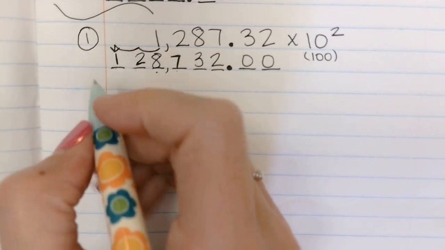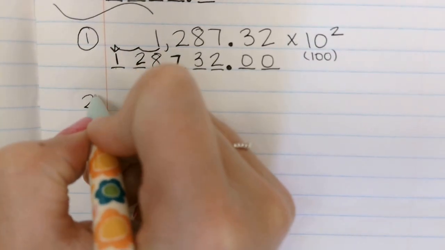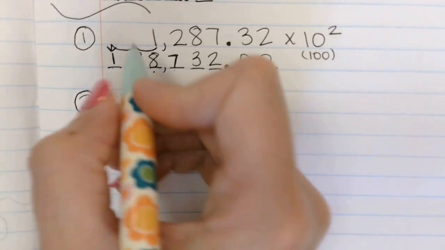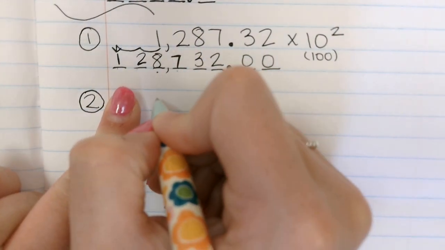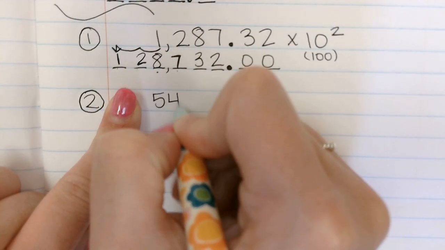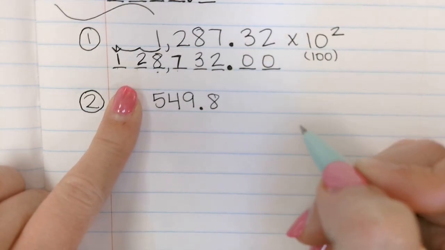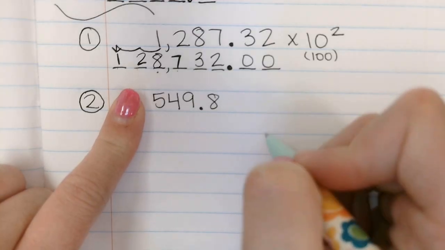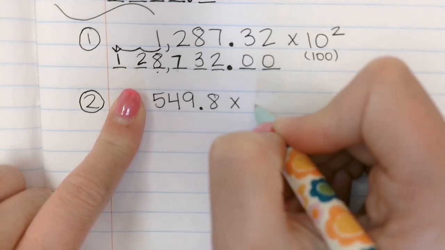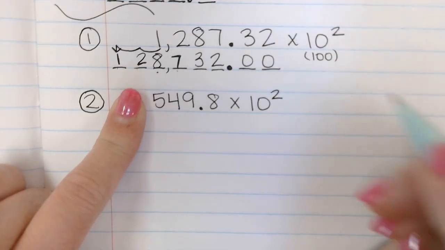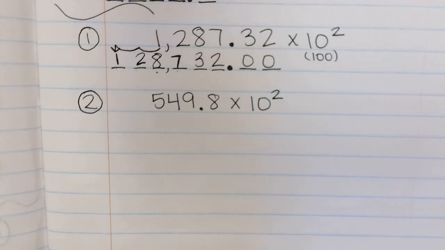I want you guys to try this one on your own, okay? Number 2. One finger space. 549 and 8/10 times 10 to the second power. I'm going to give you a minute to try it on your own. If you're watching the video, you can pause and answer it. But I want my friends, I want you guys to try this one on your own.